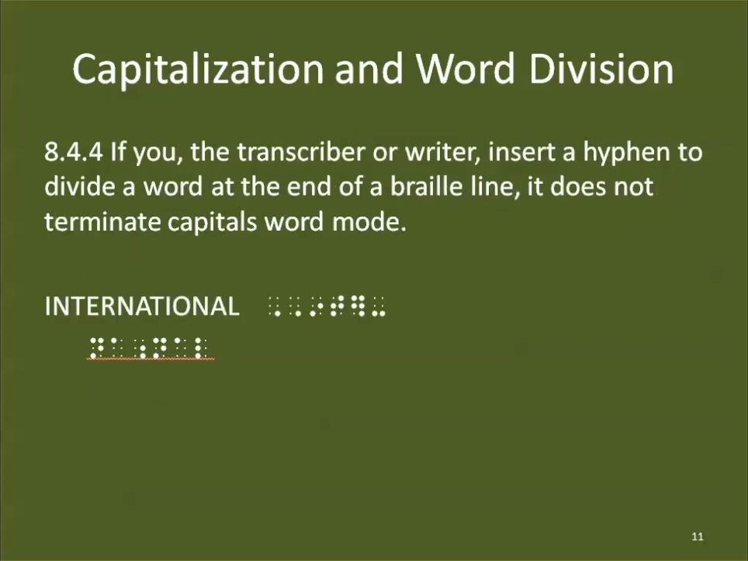However, if you, the transcriber or the writer, when you're writing Braille, insert a hyphen to divide a word at the end of a Braille line, it does not terminate capitals word mode. It's considered still in capitalized word. So we have inter, and then we've stuck in a hyphen, and then said national. So we don't need to repeat the capital word mode for the national part of that word because it's still in effect.